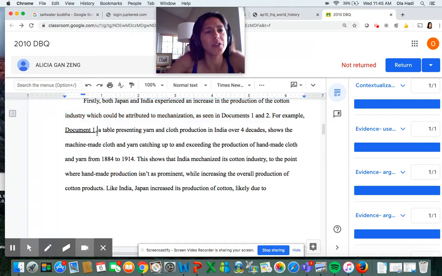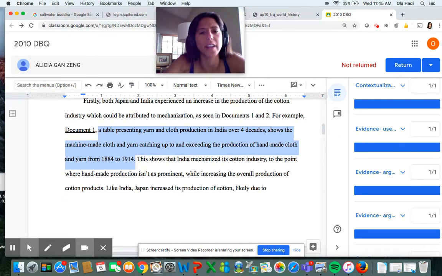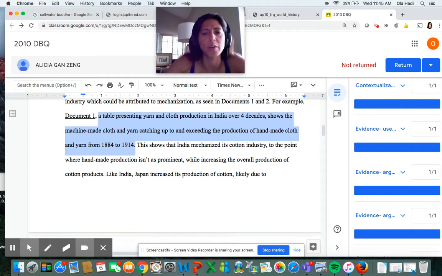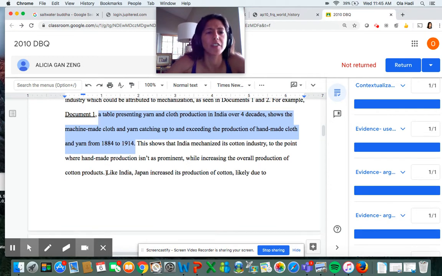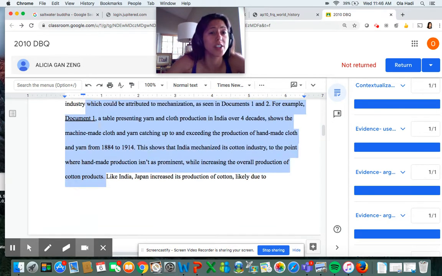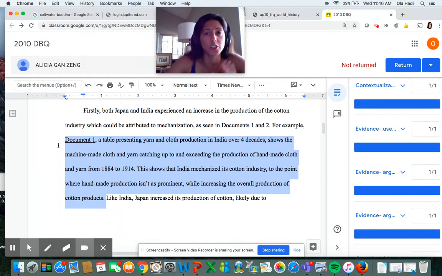Okay, for example, in document 1, a table presenting yarn and cloth production in India over 4 decades shows machine-made cloth and yarn catching up to and exceeding the production of handmade cloth and yarn from 1884 to 1914. This is accurate. This shows that India mechanizes the cotton industry to the point where handmade production isn't as prominent while increasing the overall production of cotton products. Okay, so she understands document 1, but still she needs to use it to prove a similarity or difference.